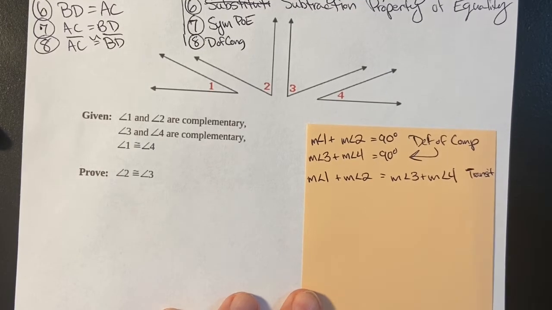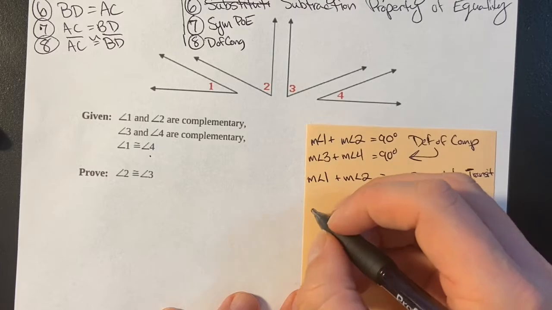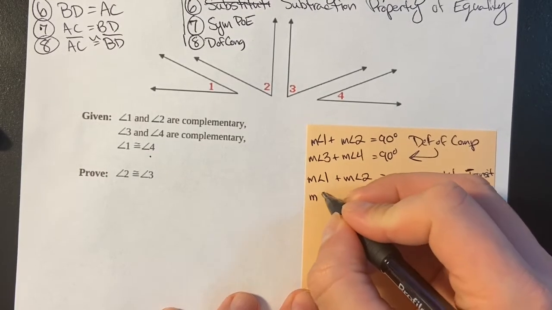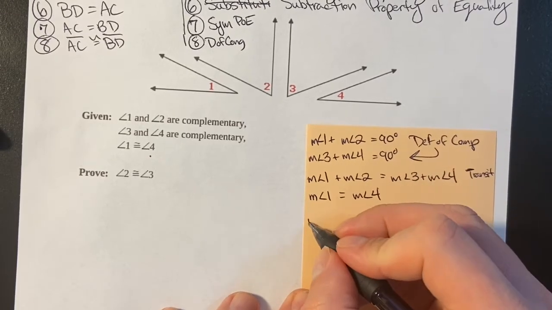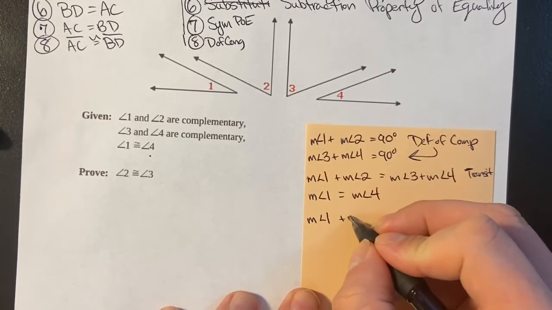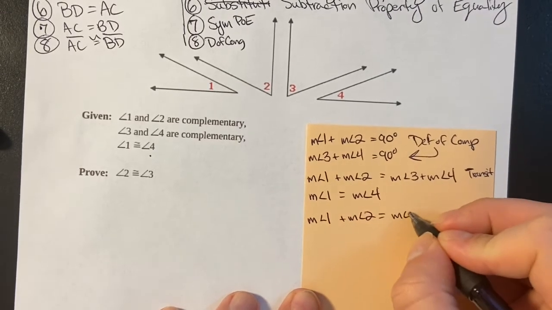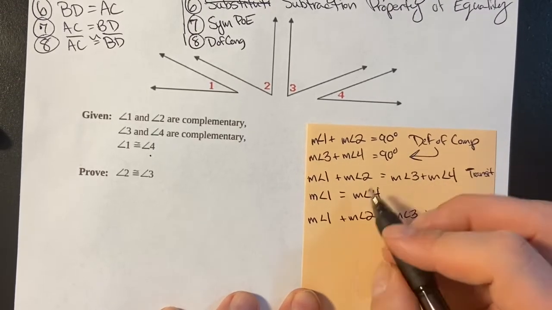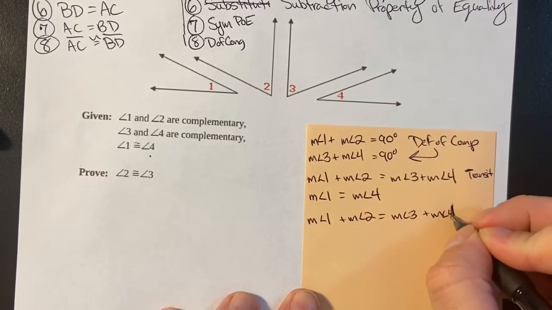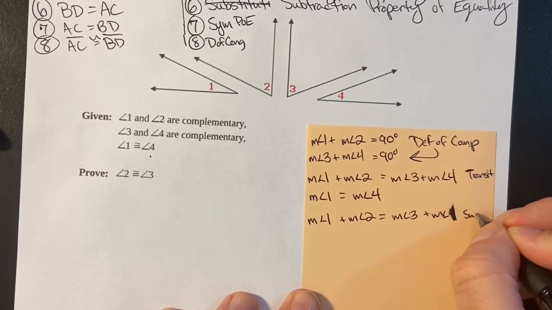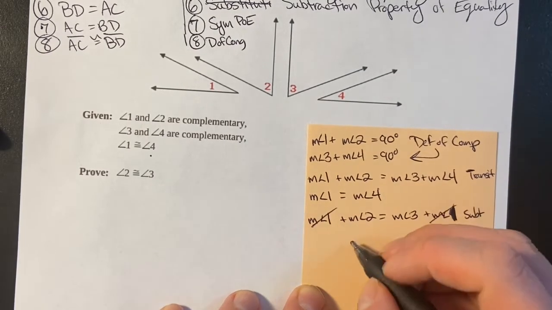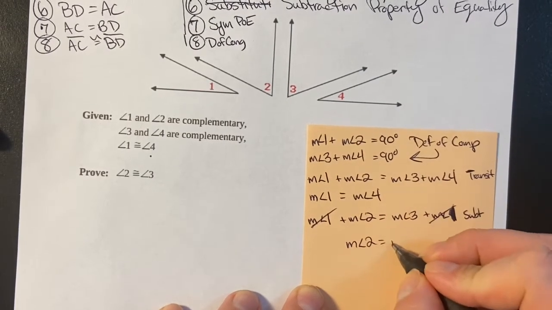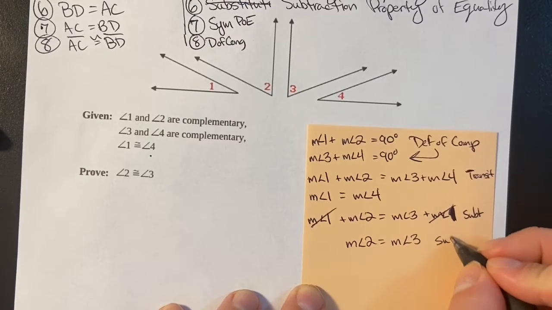And just like the last one, I know that angle 1 and angle 4 are congruent to each other. So I probably need to say that the measure of angle 1 equals the measure of angle 4, and that's the definition of congruence. Then I could say that the measure of angle 1 plus the measure of angle 2 equals the measure of angle 3 plus the measure of angle 1, since 4 is 1. That's the substitution property of equality. These two cancel, by subtraction.